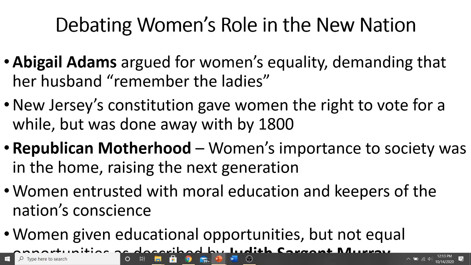Women were also given educational opportunities, which brings us to Judith Sargent Murray. Judith Sargent Murray is a woman who believed that women were given some educational opportunities, but these educational opportunities were not equal. In fact, at a certain age, men continued to learn things like math and science, whereas women instead were diverted into sewing and how to cook. And she found that this is why women were not equal to men, not because they are unable, but rather because they had limited educational opportunities. So women like Abigail Adams and Judith Sargent Murray are two of your earliest women who pushed for equality for all women across America.